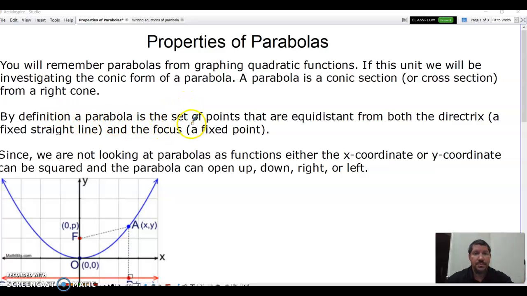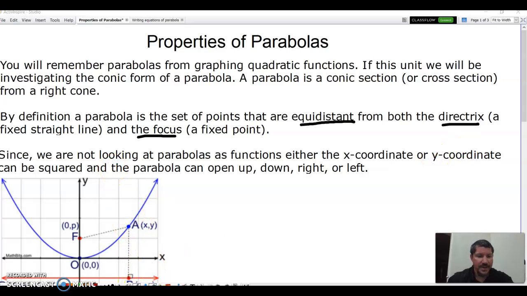Alright, by definition, a parabola is a set of points that are equidistant, very important, from both the directrix, a fixed straight line, and the focus, which is a fixed point, which will fall on the axis of symmetry. Since we're not looking at parabolas as functions, either the x or y coordinate can be squared, and the parabola can open up, down, left, or right.